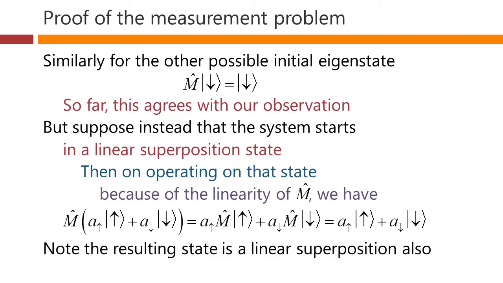Note that this resulting state then is a linear superposition also. The measurement operation has not been able to collapse the resulting state into an eigenstate, in disagreement with our understanding of measurement. Therefore, there's no way of describing measurement using the quantum mechanics we've constructed. There's no proposed solution to this difficulty that does not appear either absurd or that invokes something outside quantum mechanics for which we have no explanation.